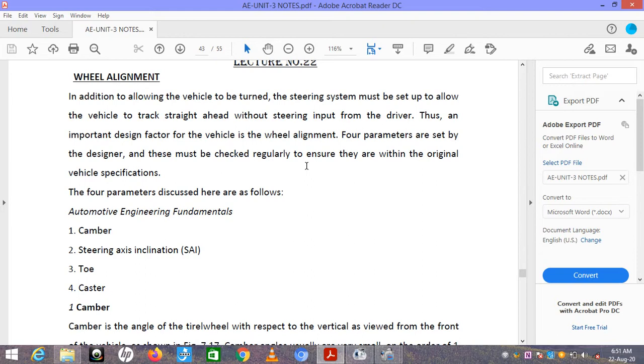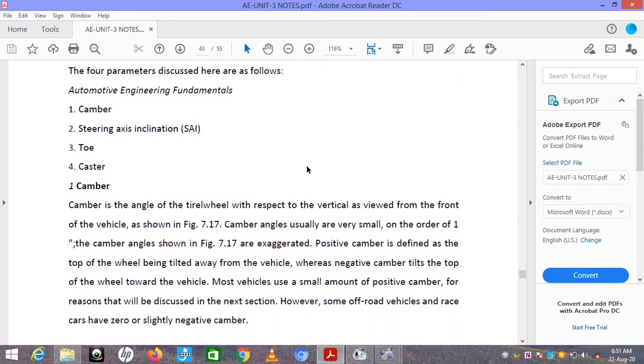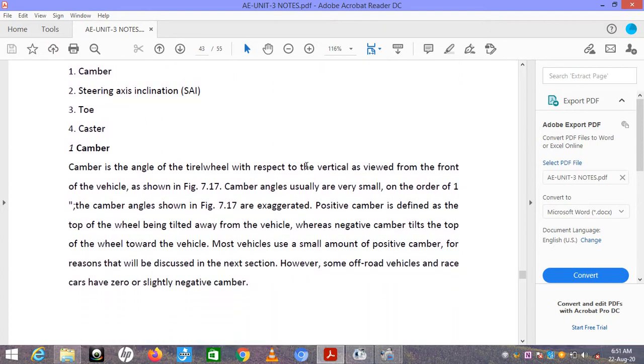So first one is the camber, second is the steering axis inclination, third is toe in toe out, fourth one is caster. So first parameter is camber. Camber is the angle of the tire wheel with respect to the vertical as viewed from the front of the vehicle. The figure is shown below.